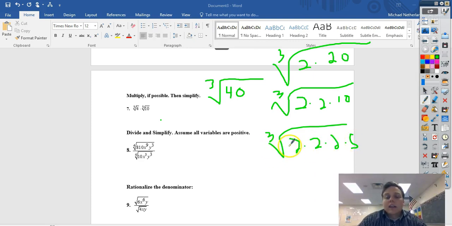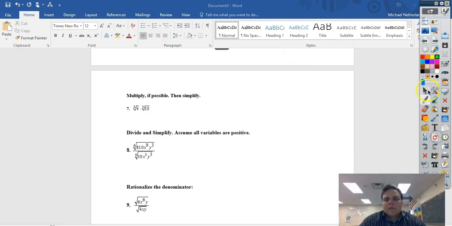Those are all primes. I can't go any farther. So now what I can do is I can just say, okay, cube root, so 2 must die, 1 gets to go free. And they only have 1 5, so I can't do anything there. So it's just 2 cube roots of 5. So the answer for this would just be 2 times the cube root of 5. Okay, let's go to problem 8.